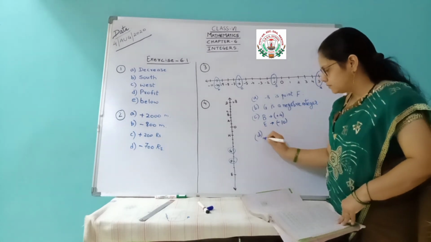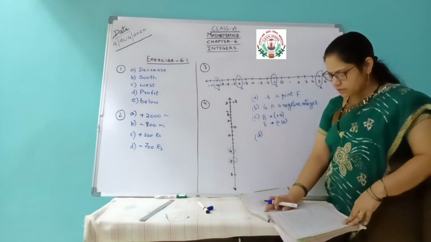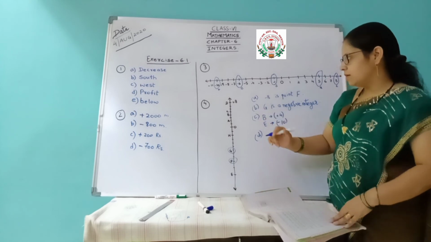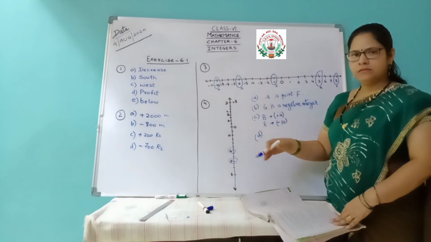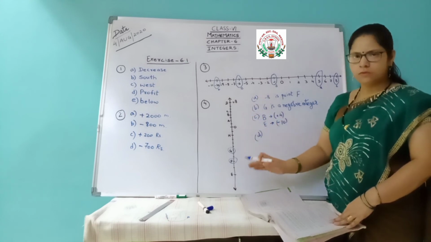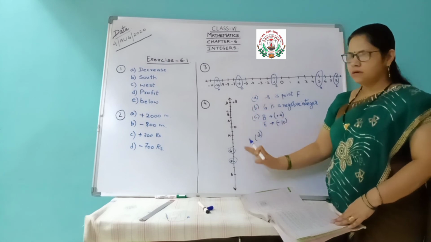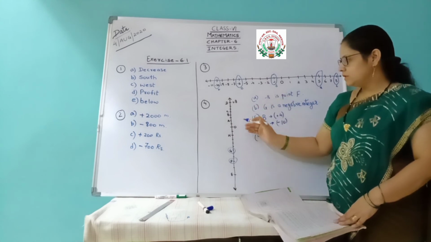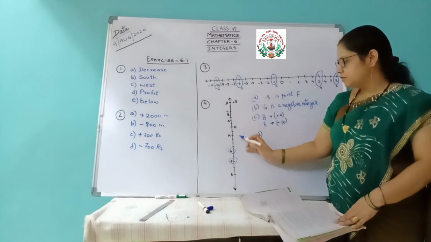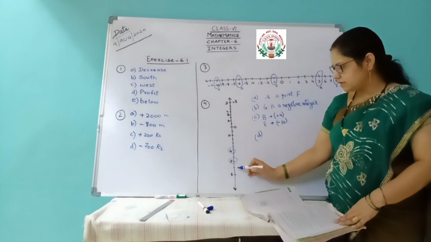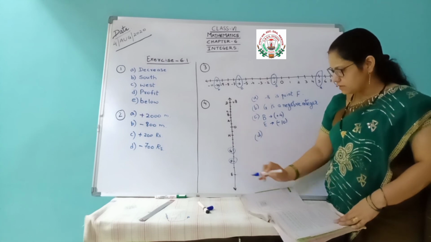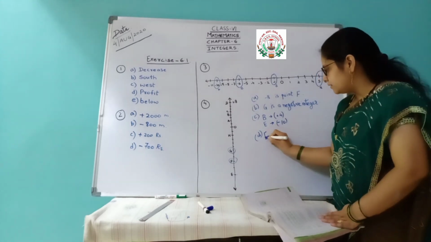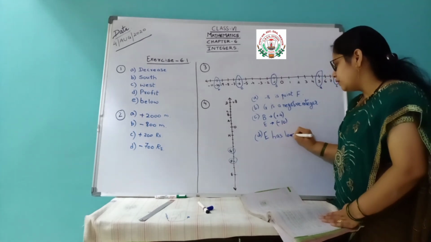Then question D part. Which point marked on this number line has the least value? Least value means the minimum. The left side, or you can say the below side of 0, has the lesser value, because the left side of 0 is less than the positive side. So these are the minimum, and out of these the least value is this part. So which point marked on this number line has the least value? The E part has the least value.